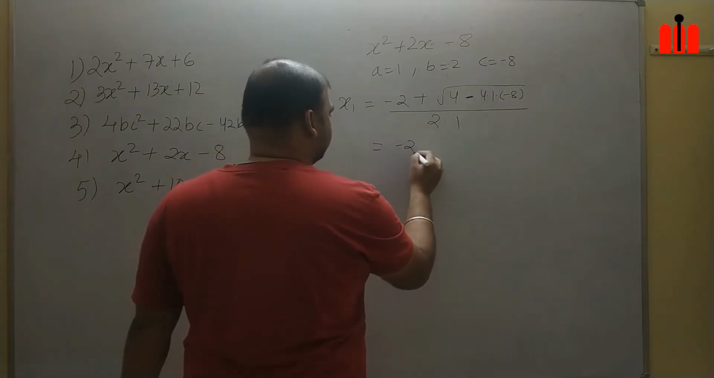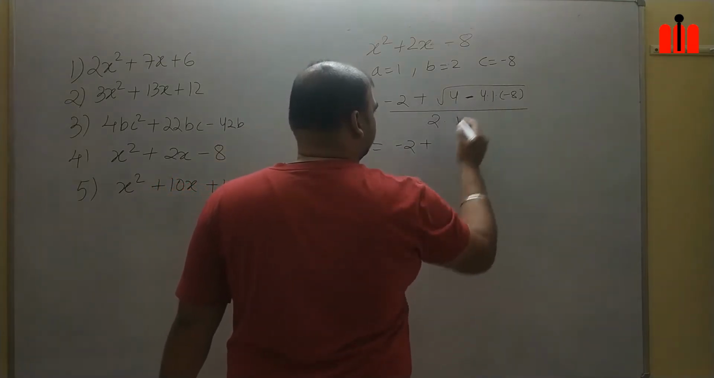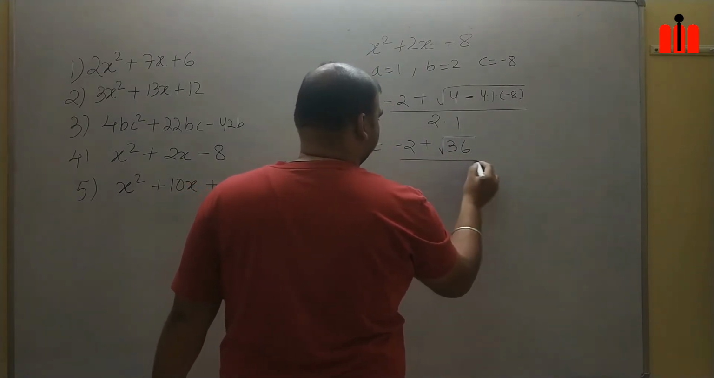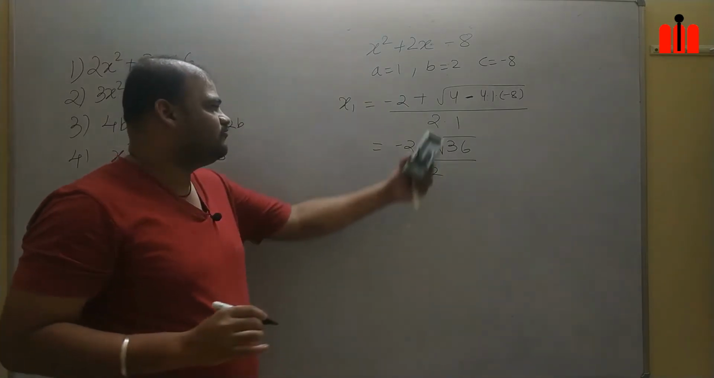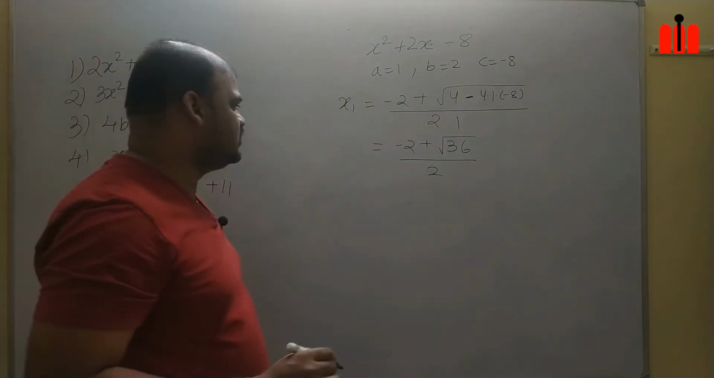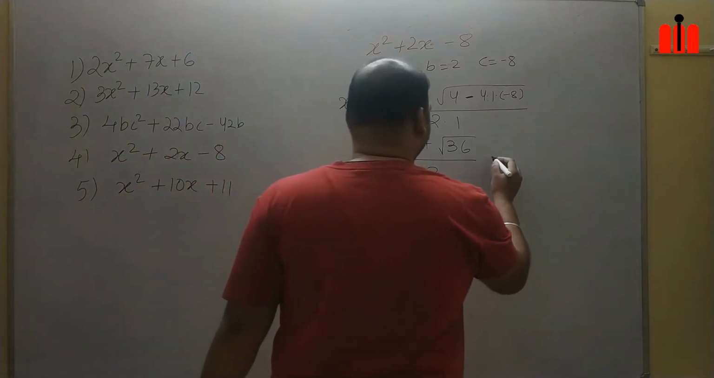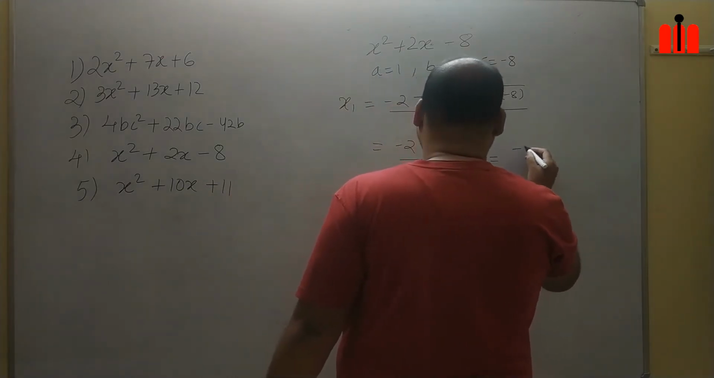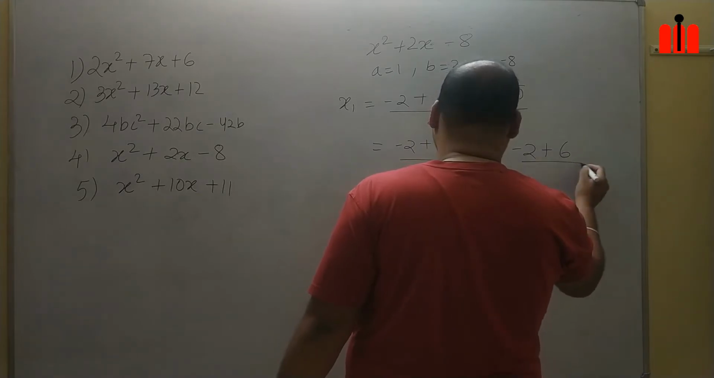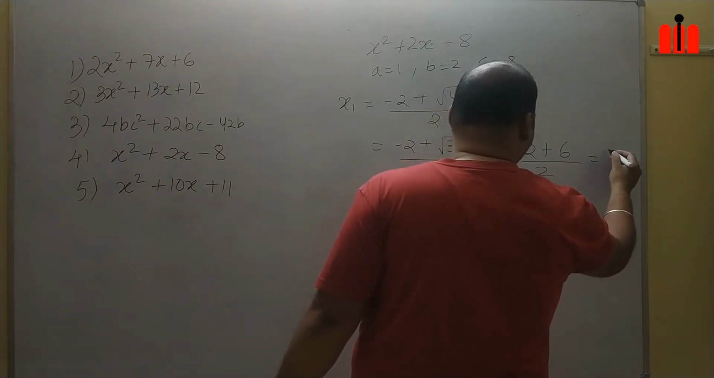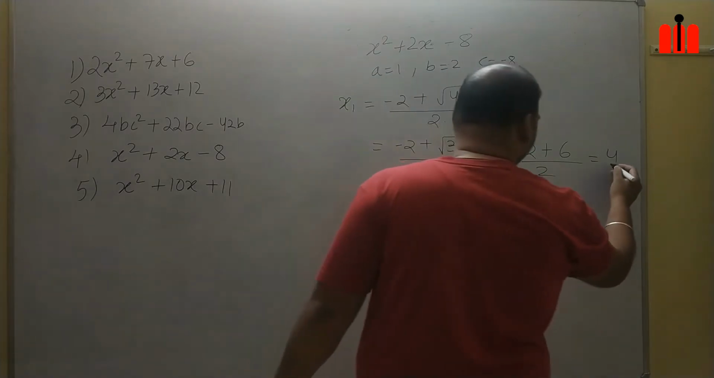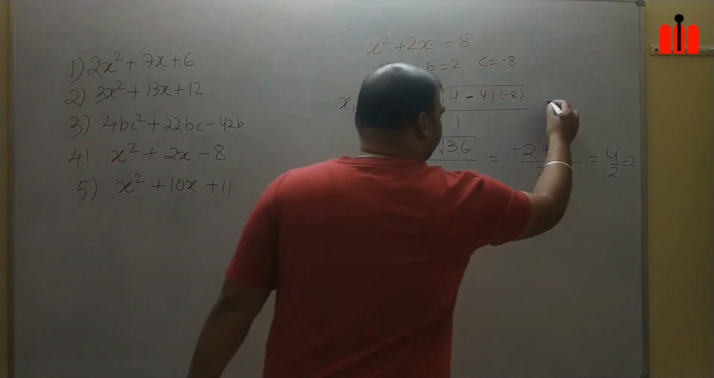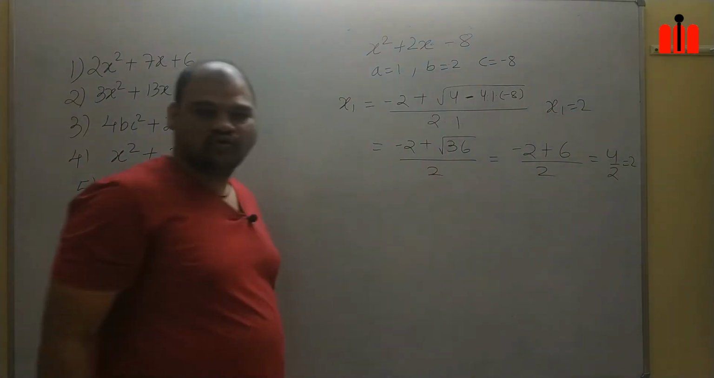So this will be minus 2 plus root of 4 plus 32, so it will be root 36 divided by 2. 4 times 8 is 32, so 4 plus 32 is root 36 divided by 2. This is equal to minus 2 plus 6 by 2. So that will be 4 by 2, which is equal to 2. So x1 is equal to 2.